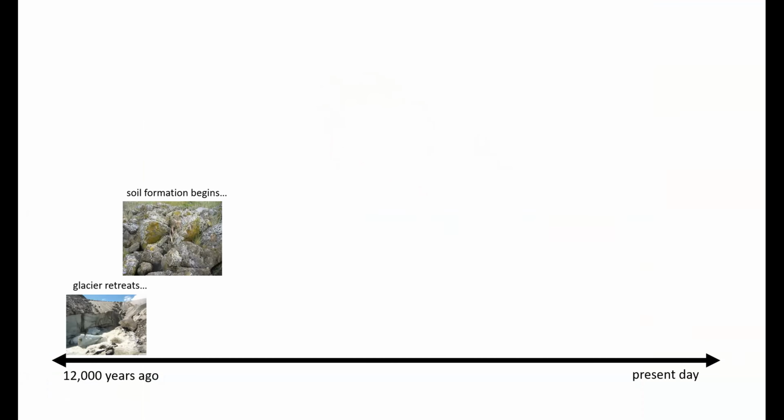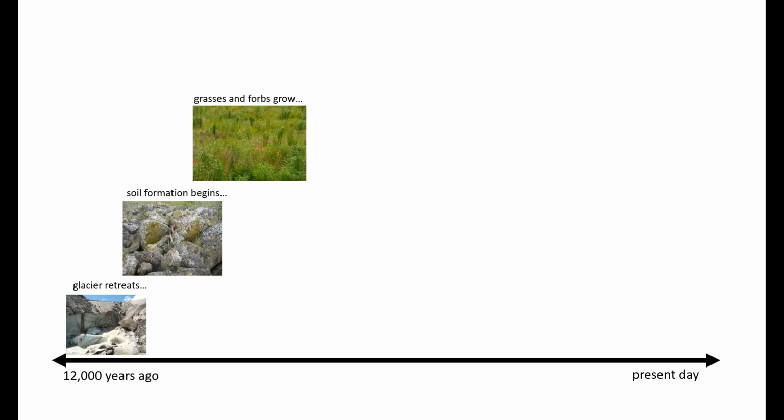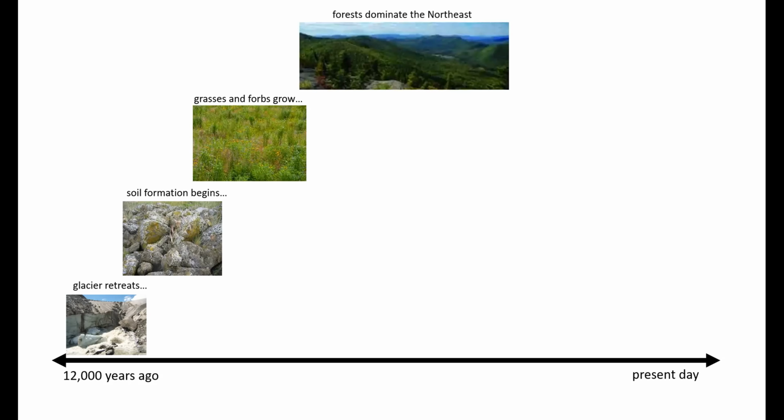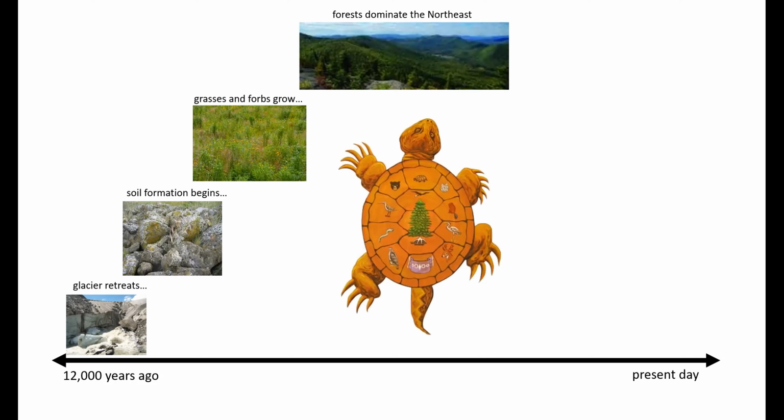And as the glacier starts to retreat, soil formation begins. So at this point, you've got a lot of rock, mosses and lichens come in, rocks are gradually broken down through chemical and physical weathering processes, and plants start to arrive. And over time, larger and larger plants arrive, the soils get deeper and deeper, and eventually forests come to dominate the Northeast. And at some point, nobody knows exactly when, humans arrived in this area.